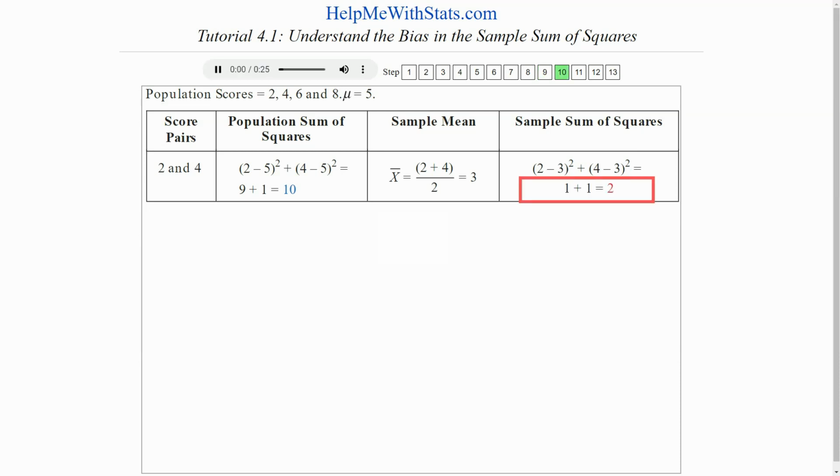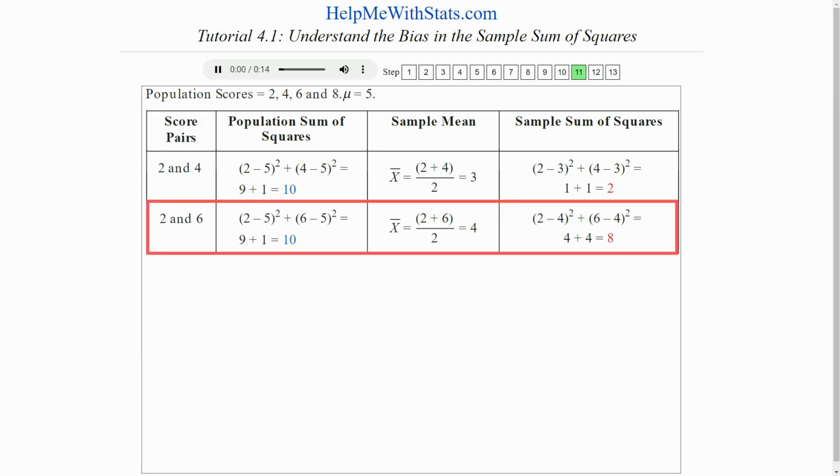Let's simplify the total sample sum of squares. The squared deviation of the first score is 2 minus 3 squared, which is 1. The squared deviation of the second score is 4 minus 3 squared, which is 1. The sum of these squared deviations is 2. The sum of squares total, 2, is less than the population sum of squares, 10.